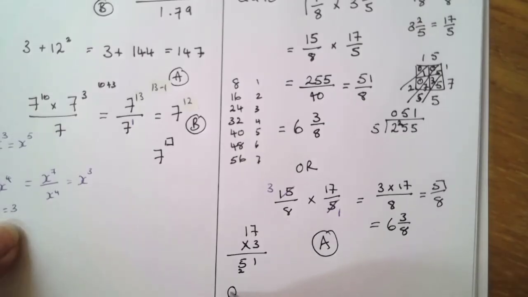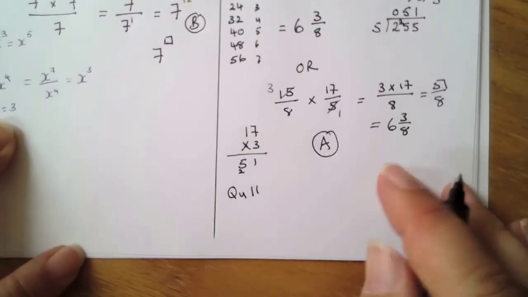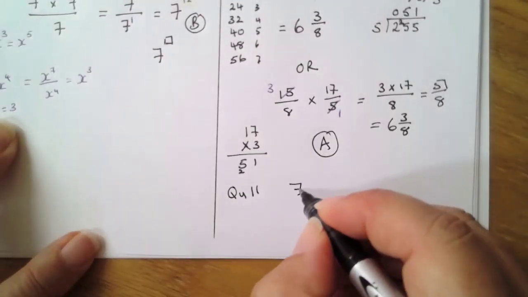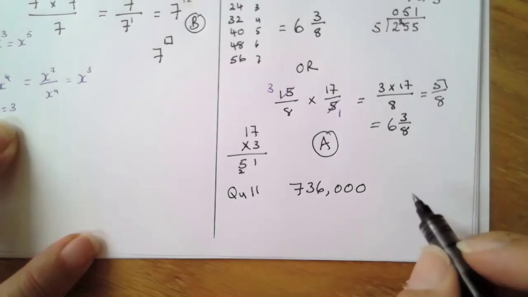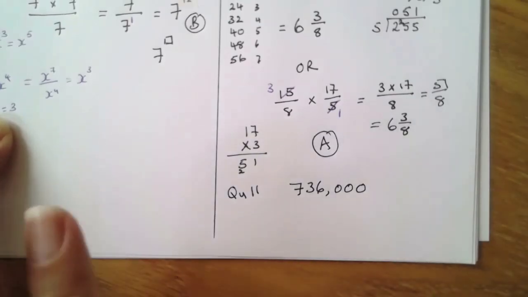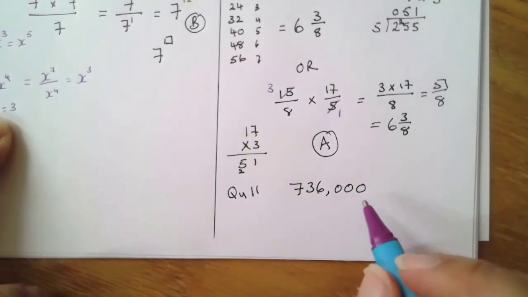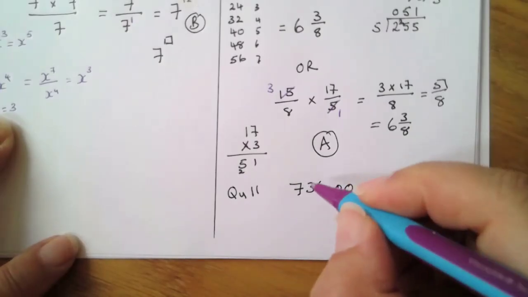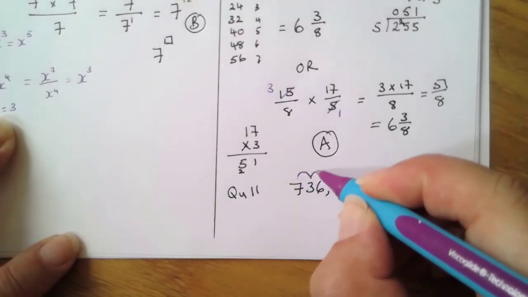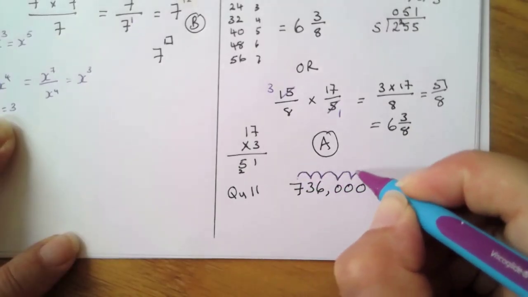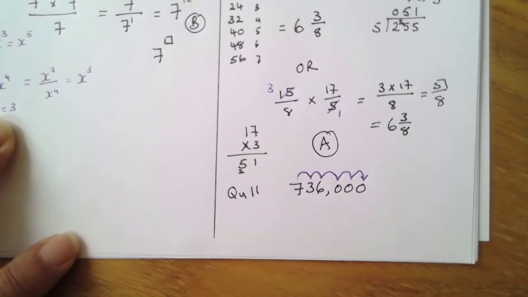The last one here, just squeeze it in here. We need to write 736,000 in standard form. Some people move the decimal point. I like to move the 7. So if this isn't your method, then you might want to just check your method for being able to get the same answer as I do.